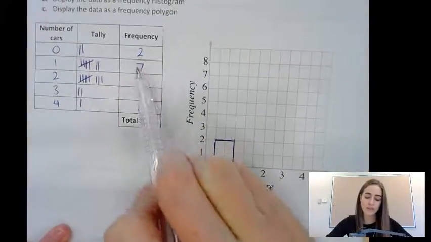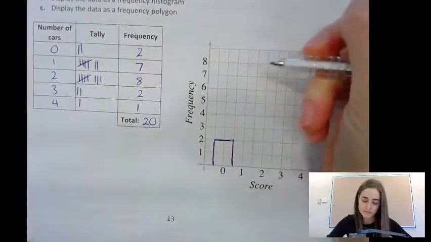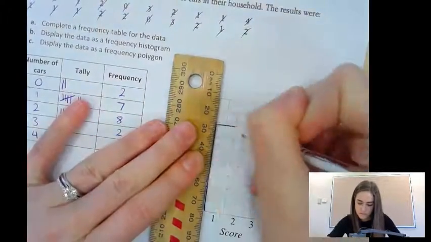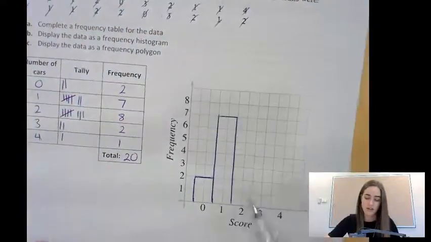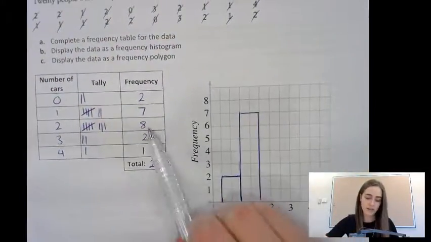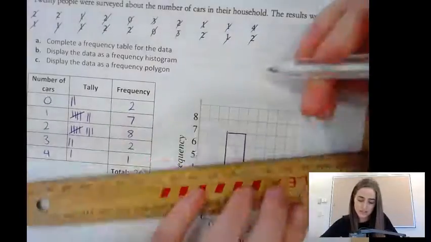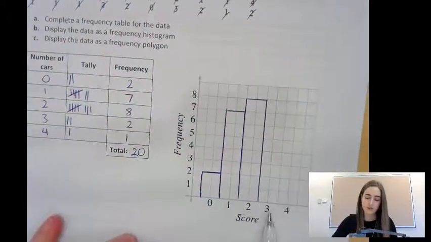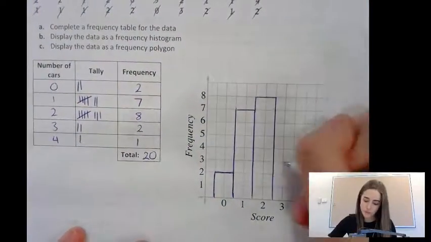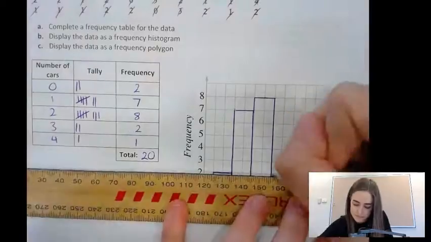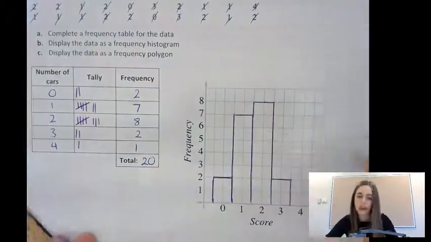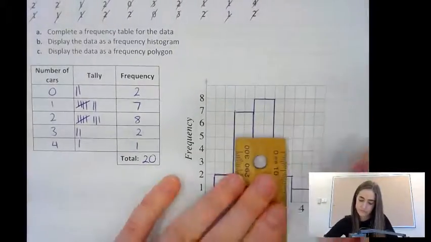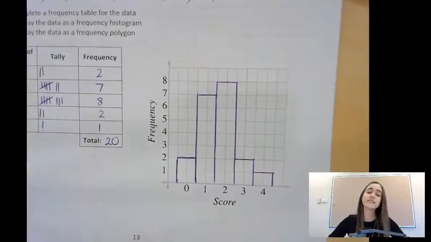My 1 column has to come up to a frequency of 7. My 2 column needs to come up, it had a frequency of 8, so it's coming up here. The score of 3 had a frequency of 2, so it's back down here again. And the score of 4 had a frequency of 1. Alright, so that there is our frequency histogram.